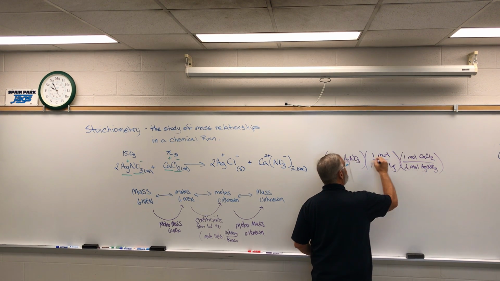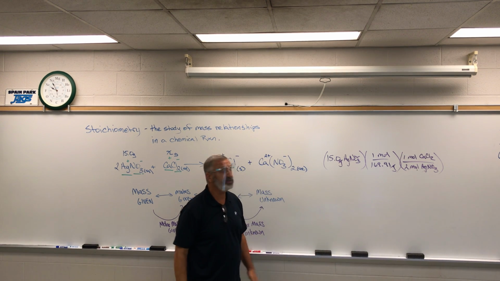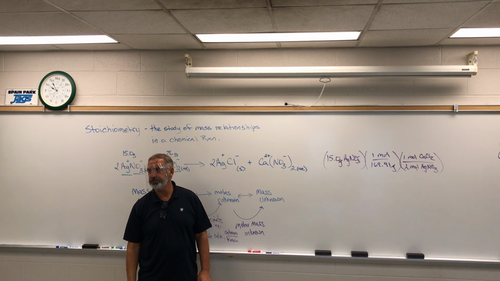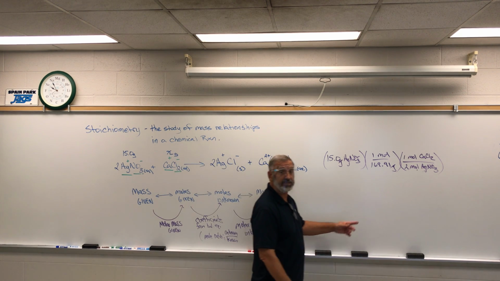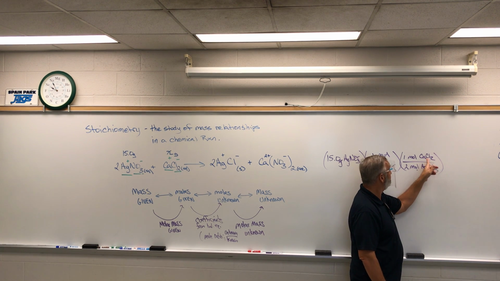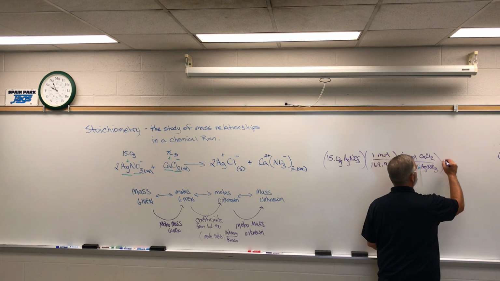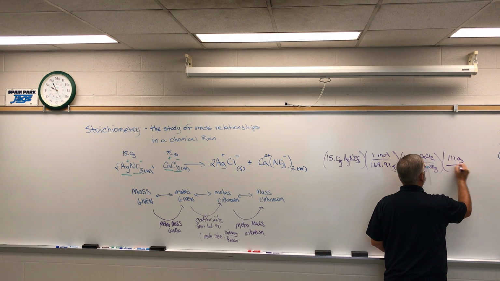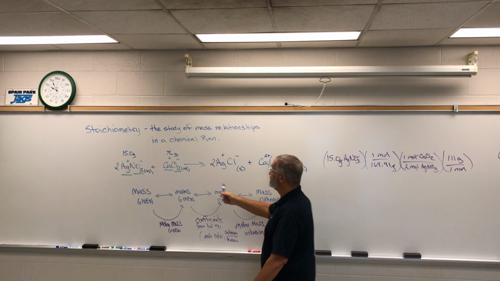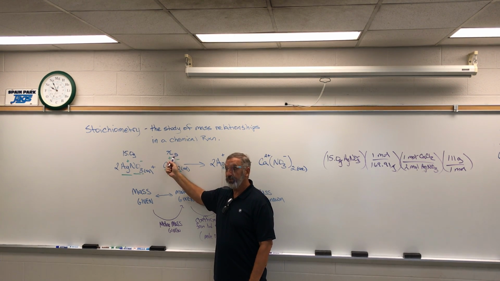So now moles of silver nitrate are canceled. If I stopped right there, what would I find? Moles of calcium chloride. Okay? And then how do I go to grams? The molar mass of the unknown, the calcium chloride, is 35.45 times 2, which is 70.9, plus 40. We'll say 40.1, to make it come out easier. So 111 grams. So now I'm left with grams of calcium chloride, which is what the question's asking for, so I know that I'm finished.